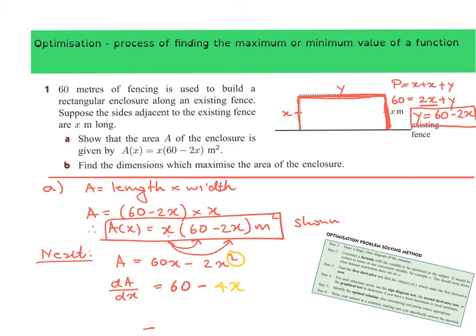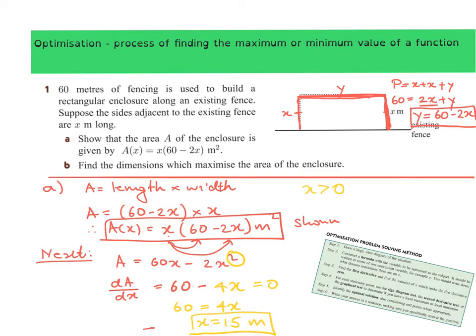And when is this equal to 0? So when 60 is equal to 4x, and x is equal to 15 meters. I haven't mentioned before, which is important here, we have to say that x has to be bigger than 0. Otherwise, we wouldn't have any length for x. So that was step 3. So we do have the value of x which makes the first derivative equal to 0.